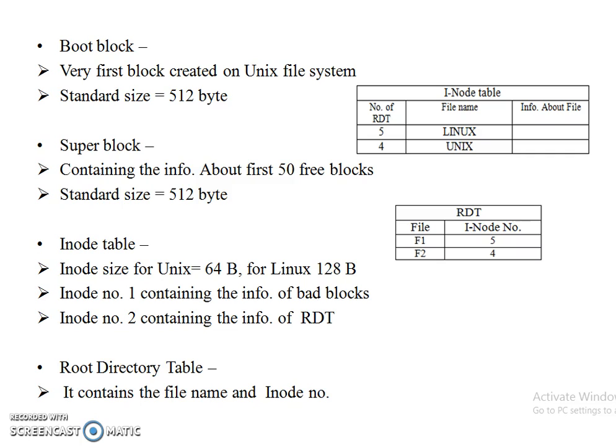Steps for allocation, that is creation of a new file: find out the first 50 free blocks. Find out the first free block available. Make an entry in the RDT of the file name and inode number. In the inode table, at that particular inode number, make the entry of the blocks corresponding to the file and its details. Now, the whole information about the Unix file system has been completed.